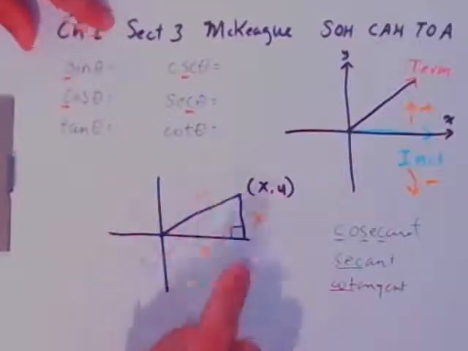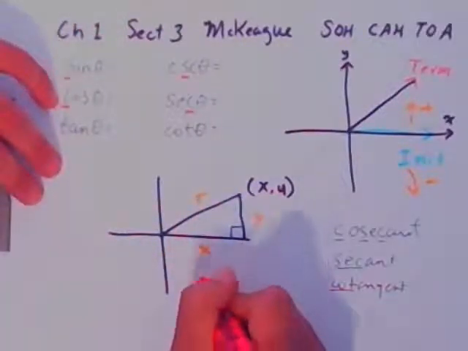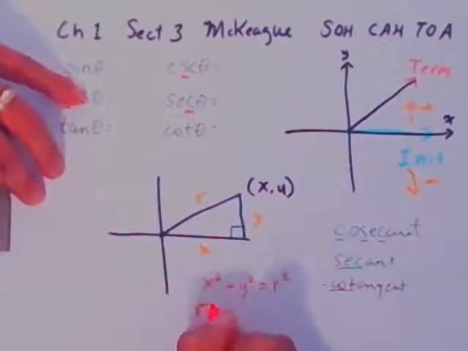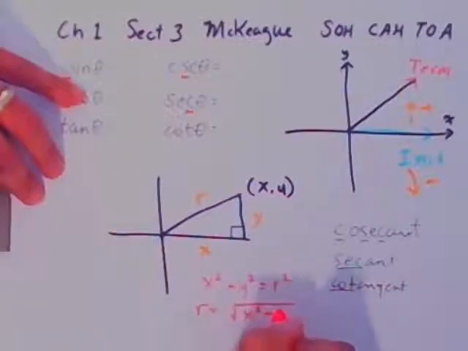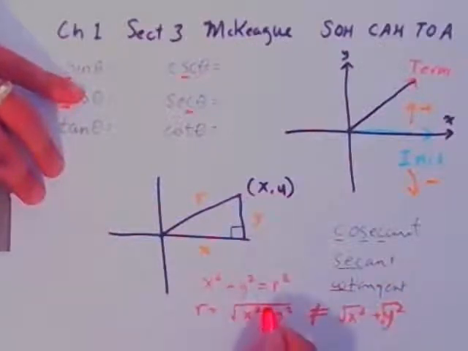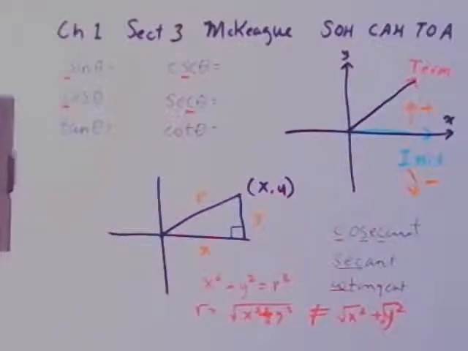What's the relationship between x, y, and r? I'm going to use pink. X squared plus y squared is equal to r squared. Solving for r, r is equal to the square root of x squared plus y squared. You notice it does not equal the square root of x squared plus the square root of y squared. It does not equal that because you cannot break it up when there's 2 terms inside. When there's a single term, you can break it up, but when there's a sum, you cannot. The radical of the sum does not equal the sum of its radicals.